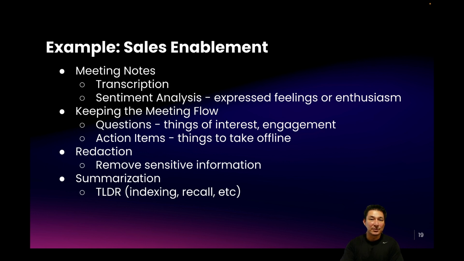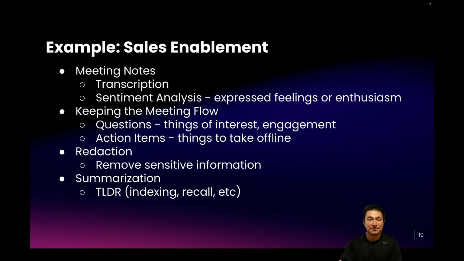If we take a specific example of sales enablement, there are many different things you can use the Symbl platform to address this particular use case. Aside from the basic meeting notes where you're performing transcription, you can do sentiment analysis about expressed feelings or enthusiasm contained within the conversation. You can have the platform keep track of questions that are being asked, which measure interest or engagement. There are also action items where you might still need to get the answer to things, but you want to take those things offline to keep the flow of the conversation going. Things like redaction, where you want to remove sensitive information from your transcription. Finally, you want some form of summarization so that it's easier to index or recall conversations that get placed deep in the archive.